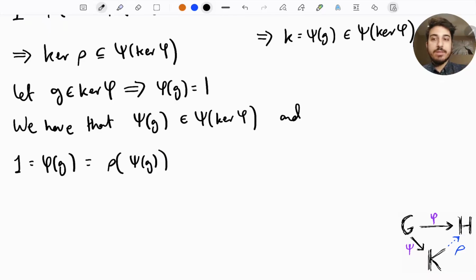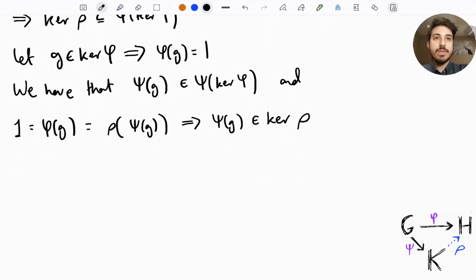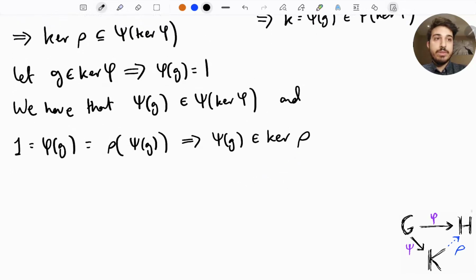So this means that psi of g is an element of ker rho, because rho of this element gives the identity. So this means this element has to be in the kernel of rho. So we've just proven that an element in psi of ker of phi is going to be included in ker of rho, proving the forward inclusion.